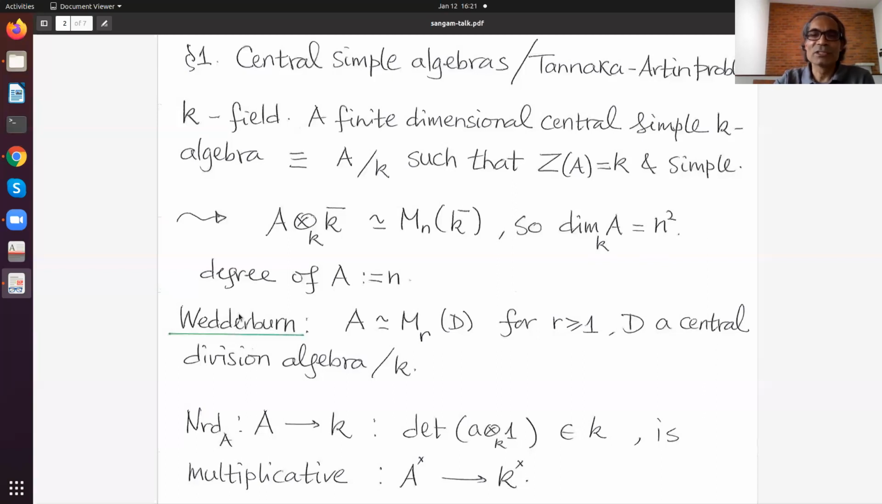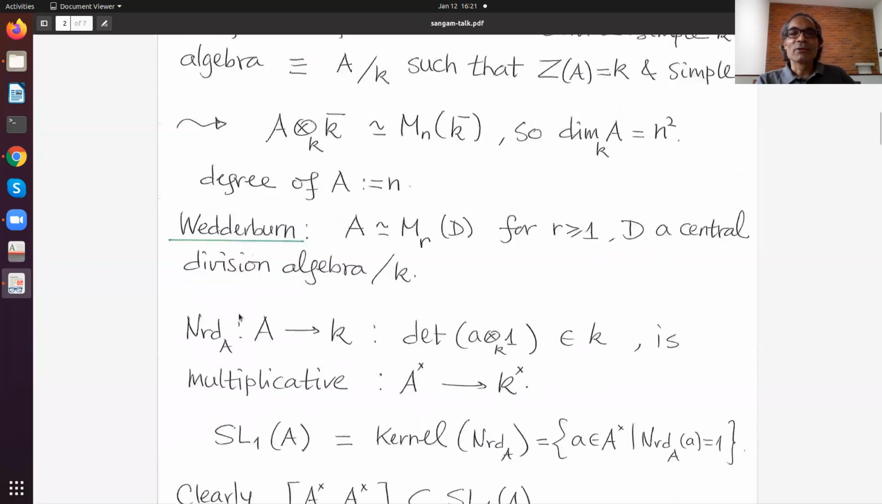One example which I did not write here: if you take the quaternion division algebra over the reals, it's not a priori a matrix algebra because it's a division algebra, right? But if you base change to the complex numbers, you get 2 by 2 matrices with complex entries. So the degree of the quaternion algebra is 2, dimension is 4. The square root of the dimension is called the degree. Dimension is always a square because of what I said.